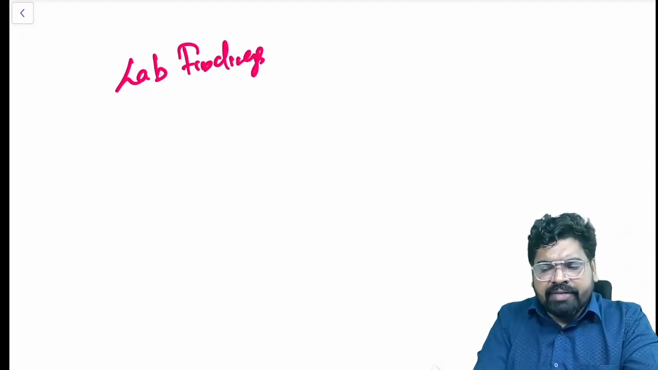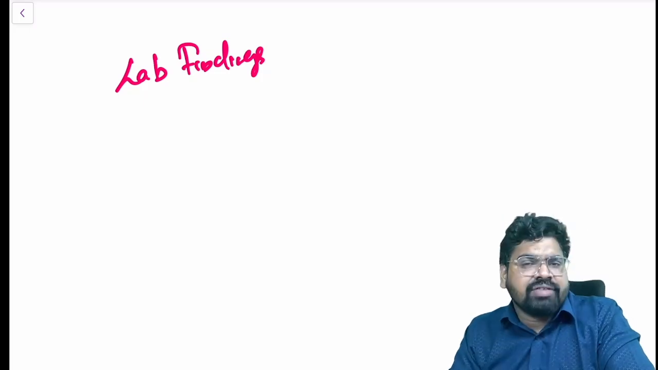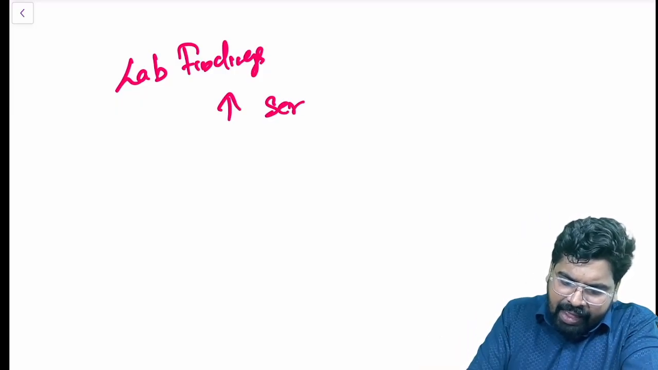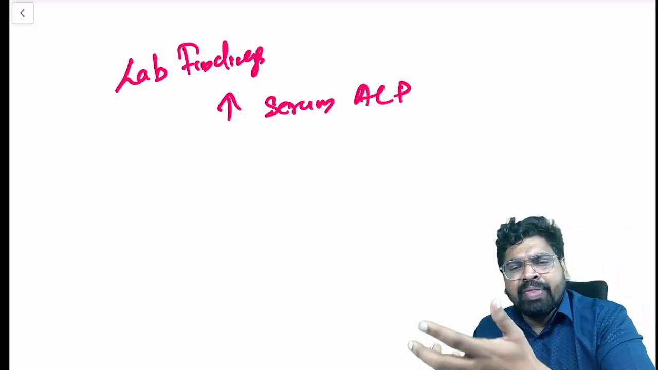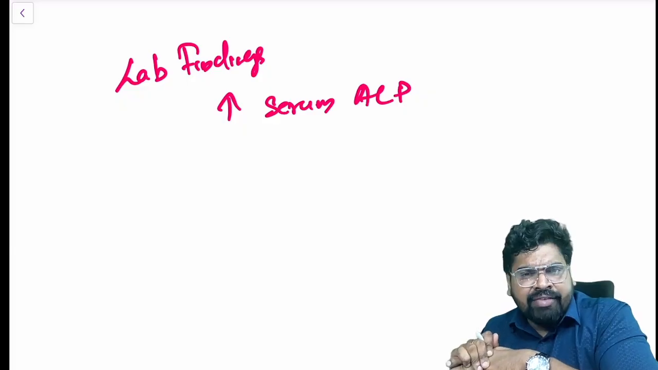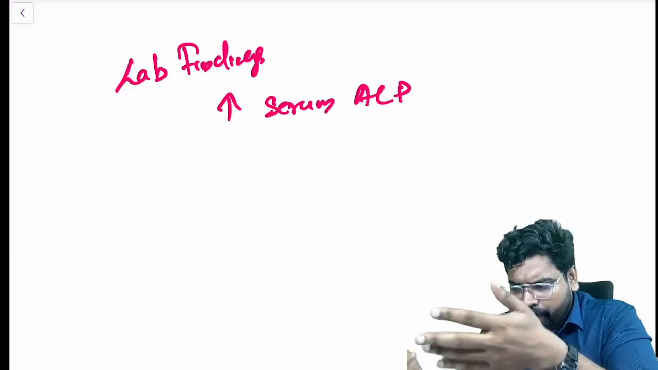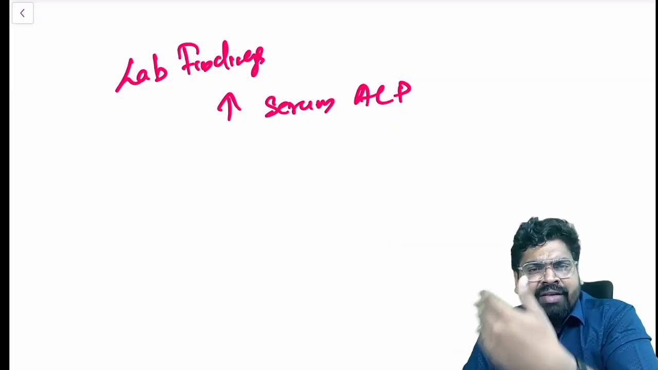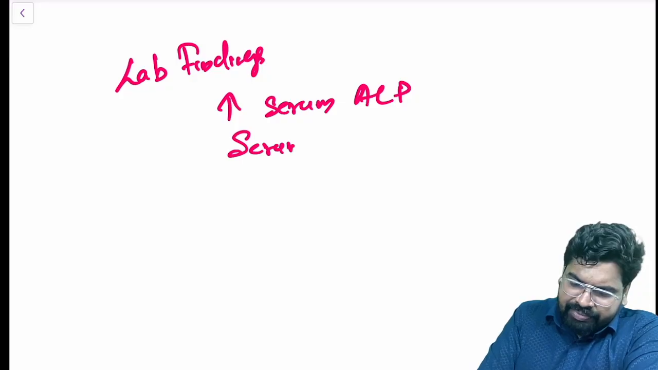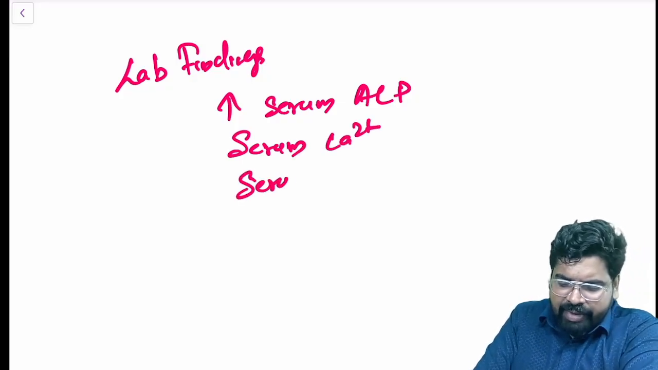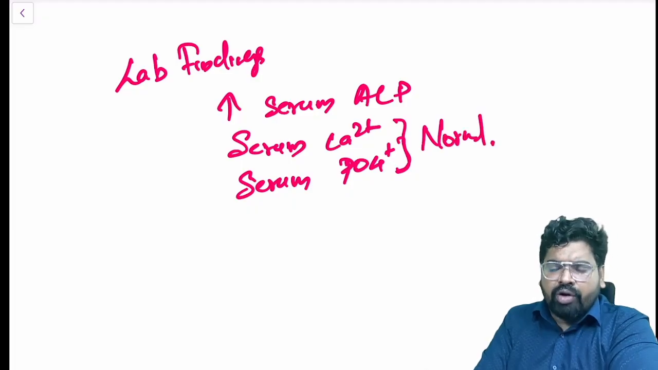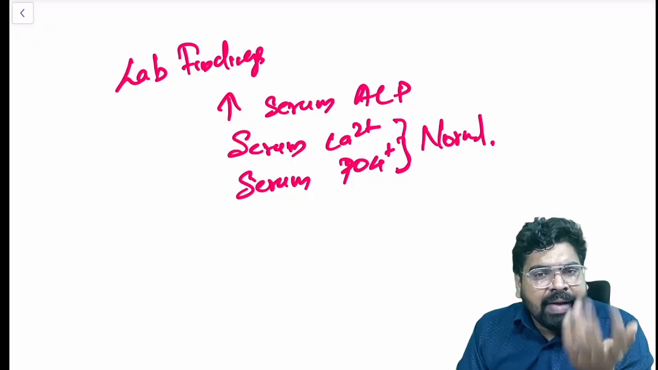Lab findings mean what you can see in the serum of these patients. You can see elevated serum alkaline phosphatase, at very high levels. We say above 250 Bodansky units. Bodansky unit is a unit of measurement, and serum alkaline phosphatase will be increased multiple times. But what about serum calcium and serum phosphorus? They will be normal. Only the serum alkaline phosphatase will be increased.